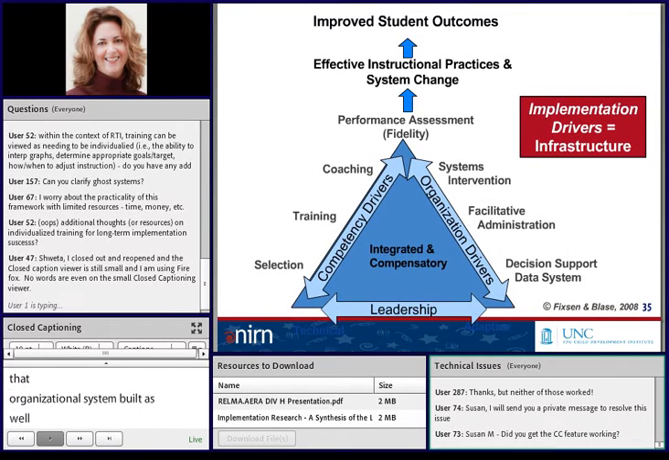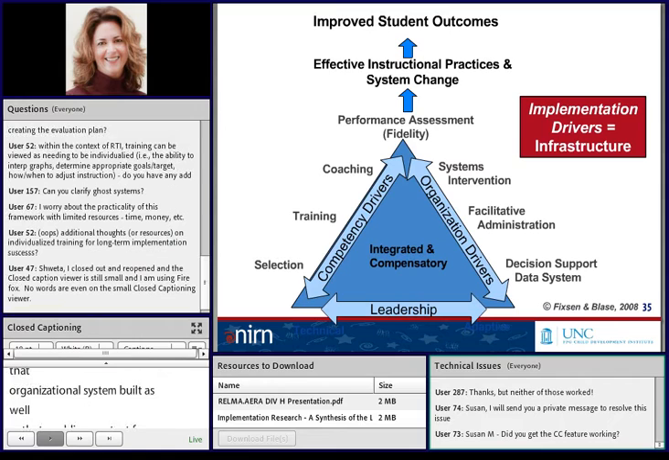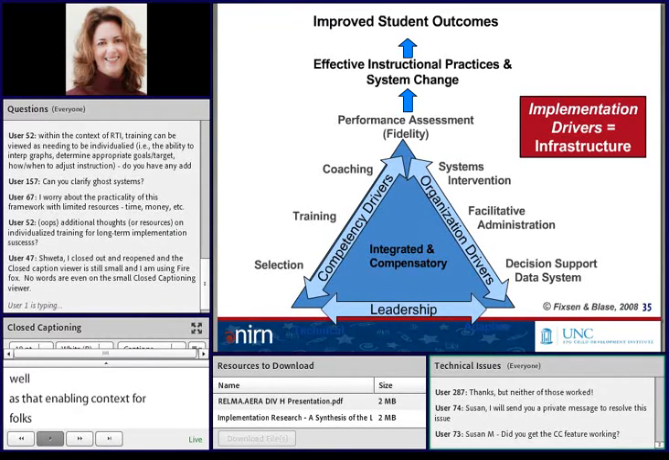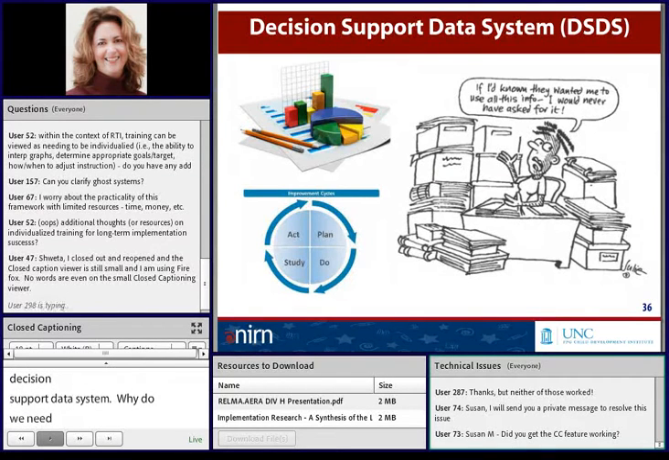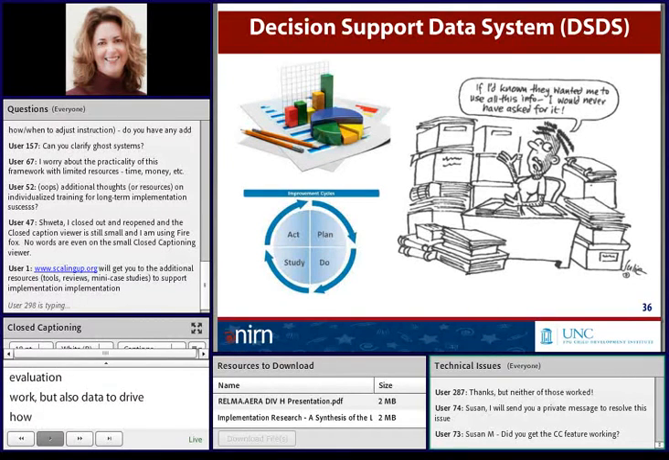So where I would like to go a little bit deeper is on that decision support data system. So why do we need a decision support data system? The decision support data system helps us identify what data should be collected. So we're not only answering, did we have our intended impact on outcomes, first and foremost in many of our evaluation work, but also data to drive how well did we do it, and how well can we improve and inform the implementation supports that are being provided to support the use of that practice and sustain it over time.